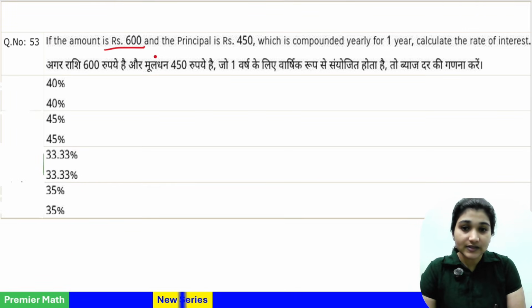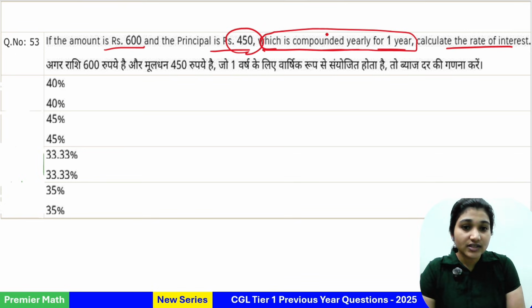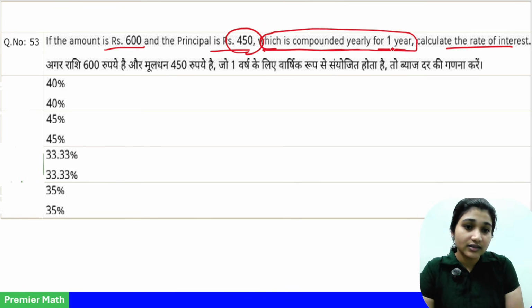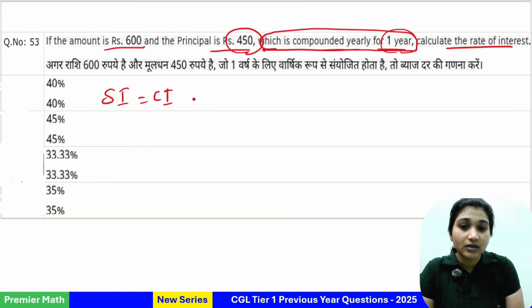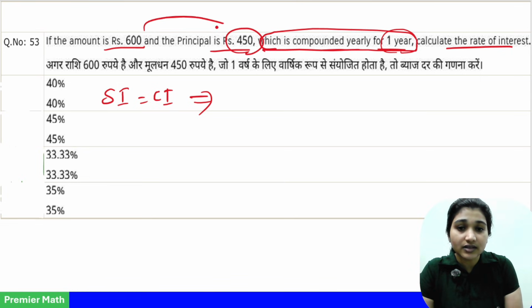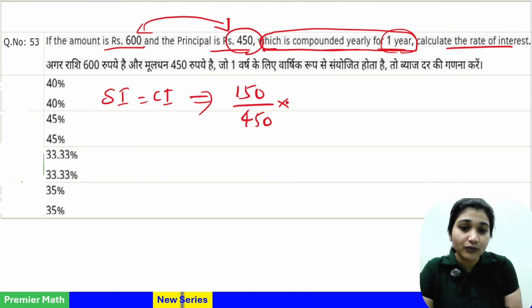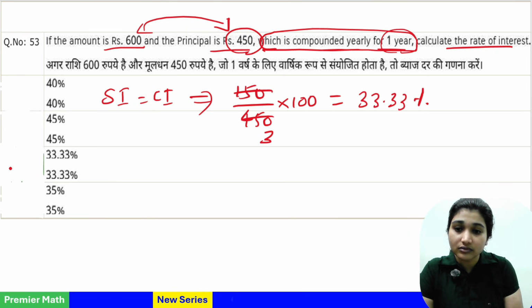If the amount is rupees 600 and principal is rupees 450, which is compounded yearly for 1 year, calculate the rate of interest. Here this 450 is compounded yearly for 1 year. Compounding yearly and number of terms is 1 year, which means simple interest is equal to compound interest. So just calculate the simple interest. Here the difference between principal and amount is equal to 150, and this 150 is generated from this 450 principal. Now if you convert it into percentage, this is equal to 1 by 3rd of 100, which is 33.33%. Option 3 is your answer.